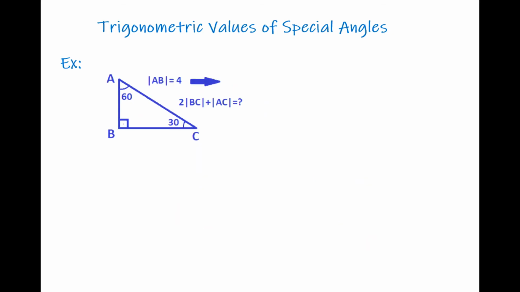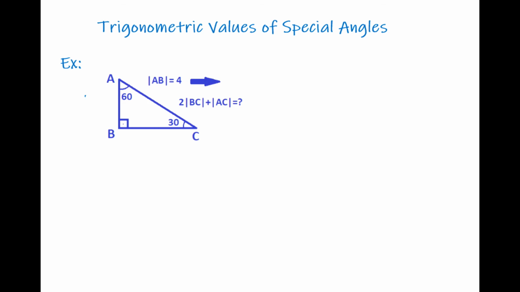And let's take a look at our last question in this video. In this example, we are asked to find the value of 2 times BC plus AC. And again, we have a special right triangle, so if one side is given to us, then we can find the rest of the sides by using 60 and 30 degrees. So AB is given to you as 4.